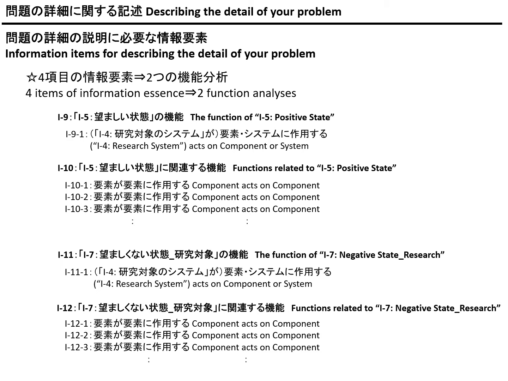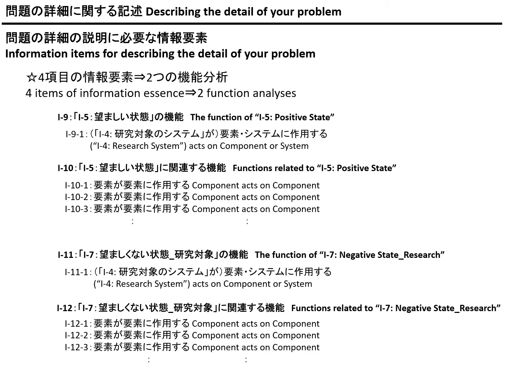Now I'm going to talk about describing the detail of your problem. So far you have determined the outline of the problem which you are going to solve through your research activity. So next, what you need to do is think about the description about the detail of the problem. And for that, what I suggest you to do is to define 4 items of information essence.